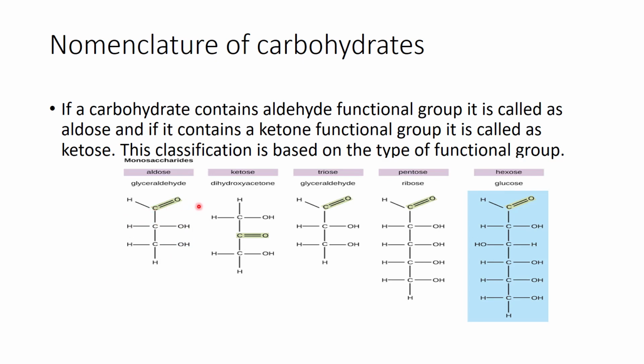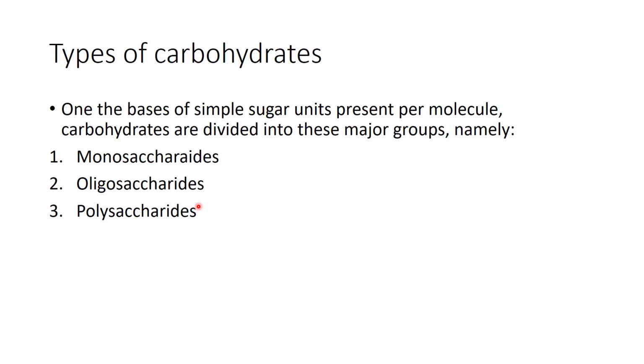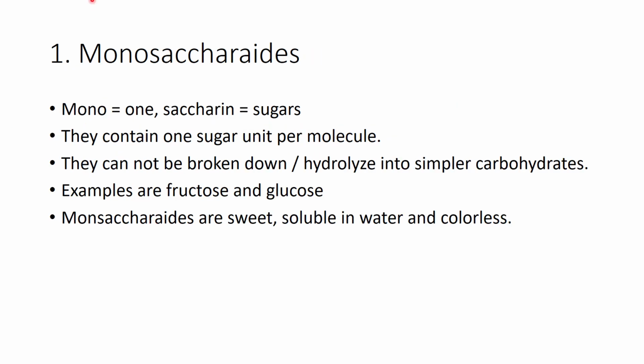So that's where the definition actually comes from. Now let's discuss the types of carbohydrates on the basis of simple sugar units present per molecule. On that basis, carbohydrates are divided into three types: monosaccharides, oligosaccharides, and polysaccharides. Let's discuss the monosaccharides first. Mono means one and saccharine means sugars.